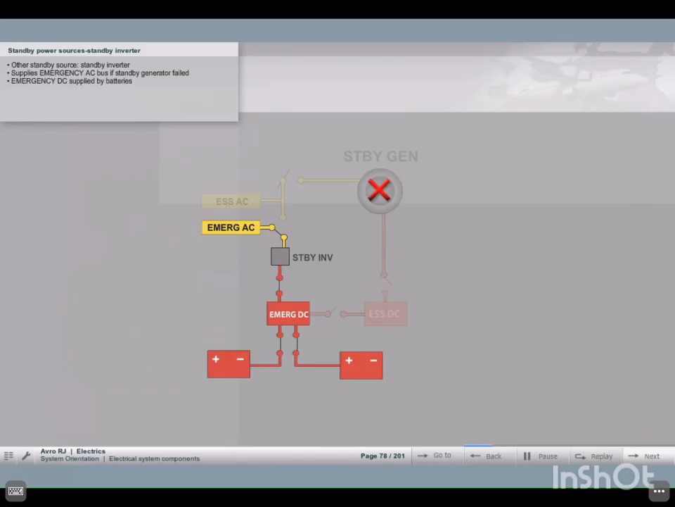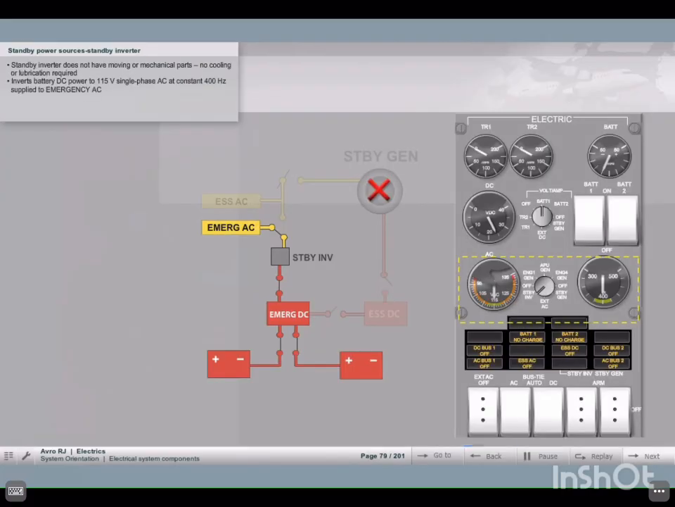The other standby power source is the standby inverter. It will be ready to supply the emergency AC bus bar if the standby generator fails. The emergency DC bus will be supplied by the batteries. The standby inverter is a solid-state device. That means it does not need cooling or lubrication, as no mechanical parts are involved. It inverts battery DC power to 115 volts single-phase AC power at a constant frequency of 400 Hz, which is supplied to the emergency AC bus.